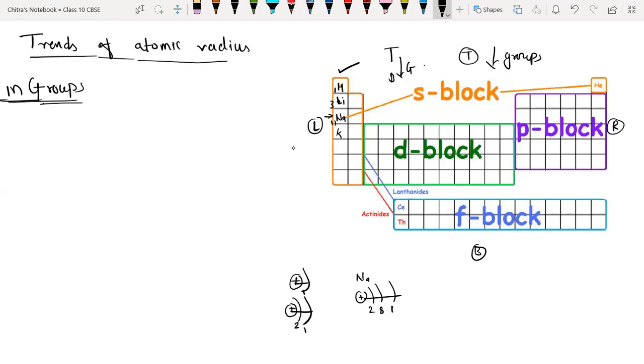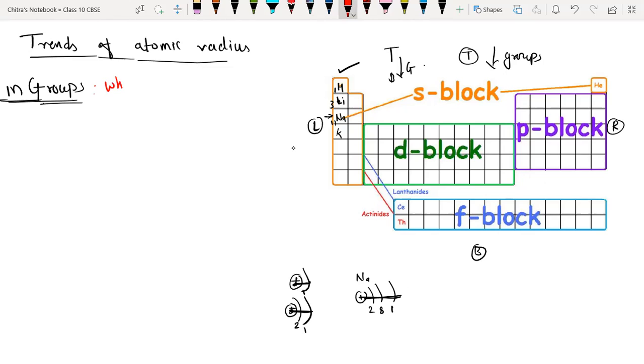So when we are moving top to bottom, each time a new shell is added. Due to which each time the distance from the center of nucleus to the outermost shell increases. That means atomic radius increases down the group. Hence, atomic size also increases. Is it or not? Yes, sir. So we have to write this trend, very important.